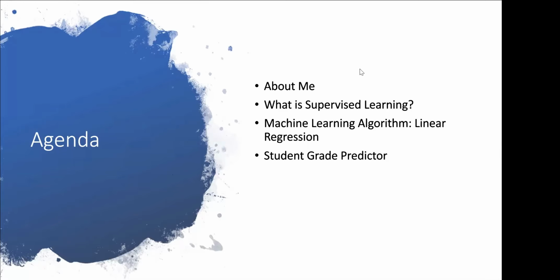Agenda. So this is what we're going to be doing. I'm going to reintroduce myself, I guess, again, if you haven't gotten bored of me already. And then we'll talk a little bit about what supervised learning is. We're going to talk about what machine learning algorithm we're going to be implementing, which is linear regression. It's pretty simple to implement. And finally, hopefully you guys will find this interesting, we're going to build our student grade predictor.